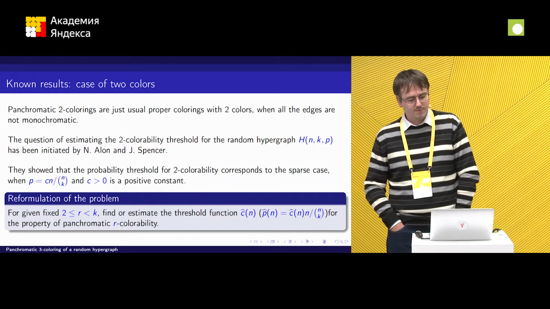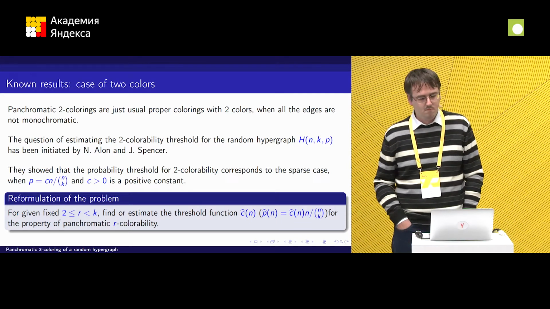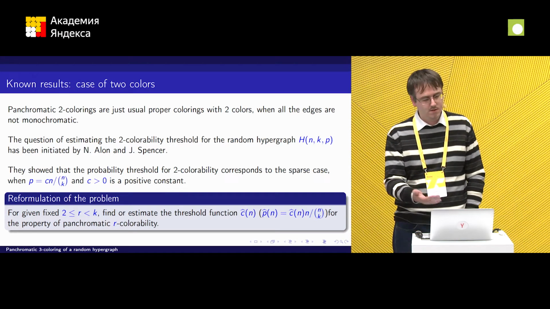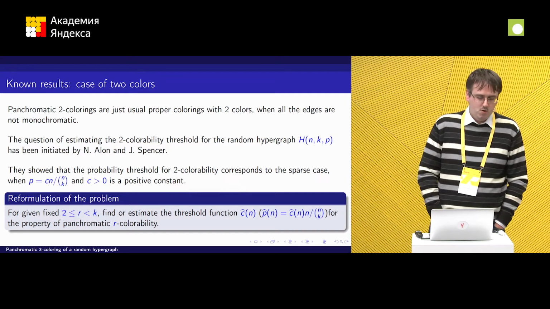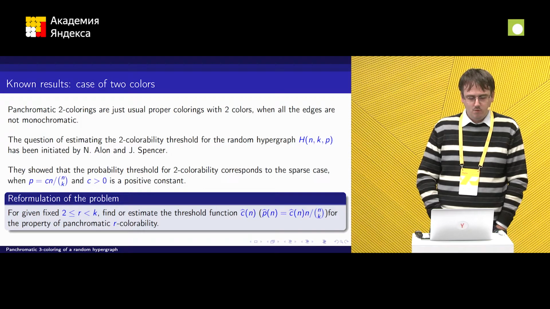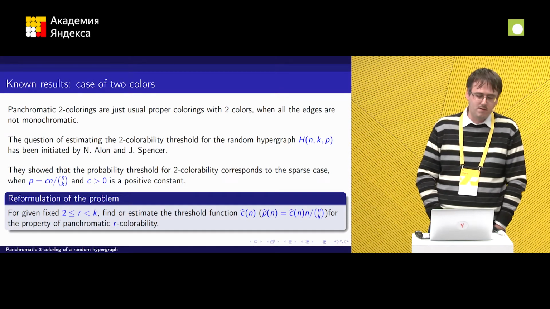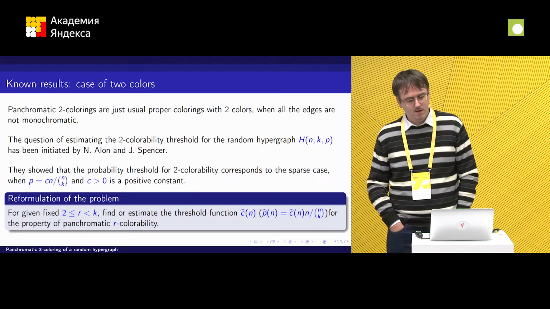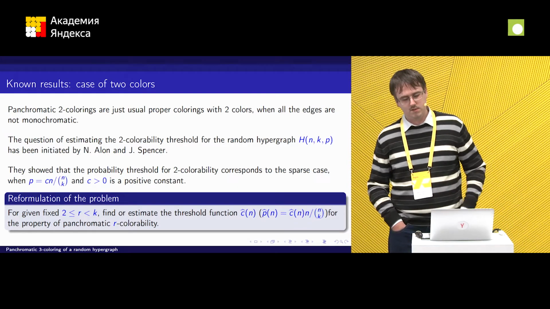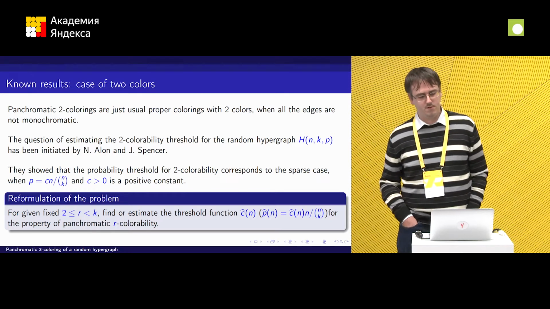And in this case, we can reformulate the problem. In fact, we are interested in estimating P, but for such a sparse case, we can just estimate this constant C. So we have just one parameter, which is easier. For given fixed r and k, we would like to estimate, or even find, if we were lucky, the threshold function C hat now. So P hat will be equal to C hat times n over n choose k for the property of panchromatic arc colorability.